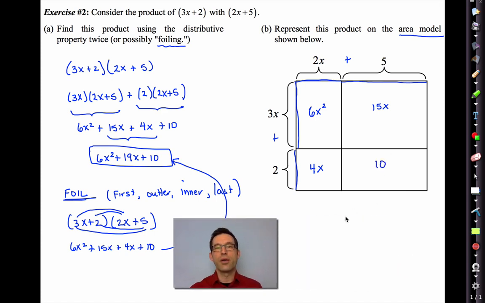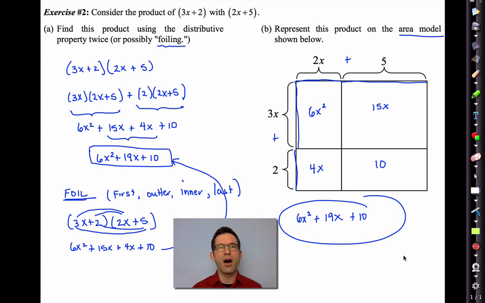To get the total area, we'd add them all up. Nothing combines with the 6x squared, but then 4x and 15x combine to be 19x. And again, nothing combines with the 10. So we can often look at multiplying polynomials, especially when everything's positive and being added. We can then look at those in light of an area.